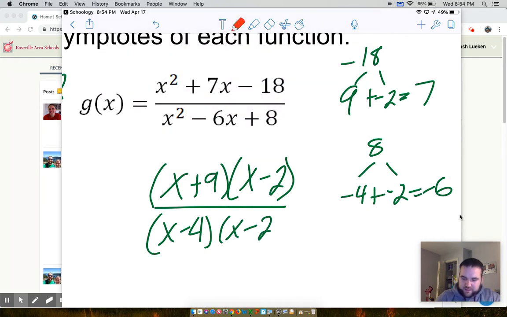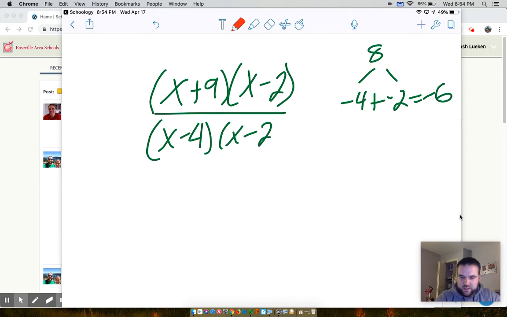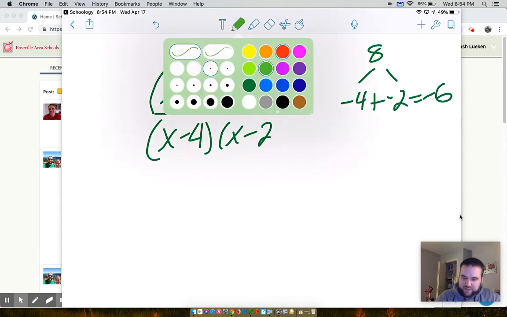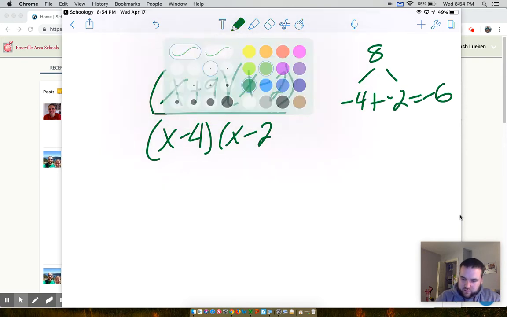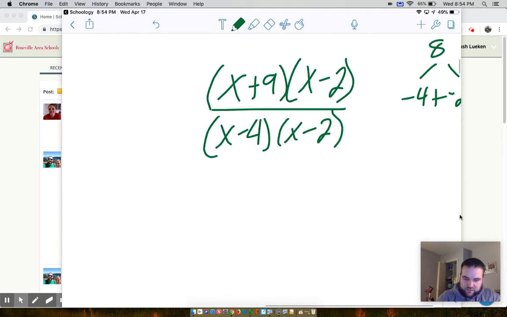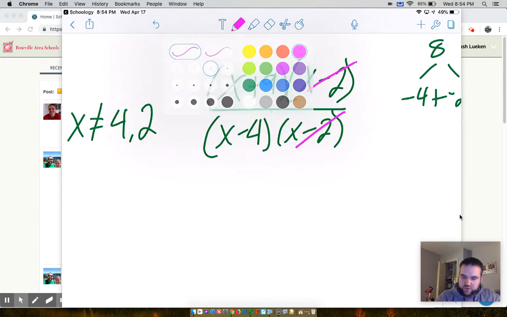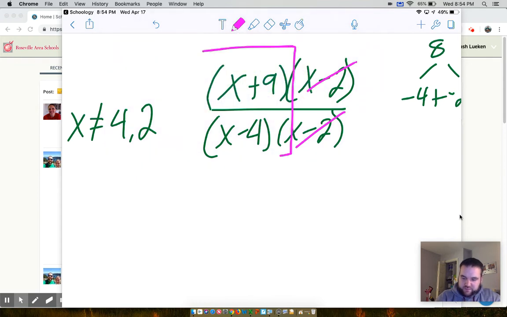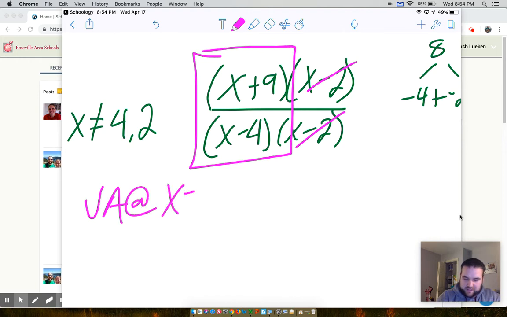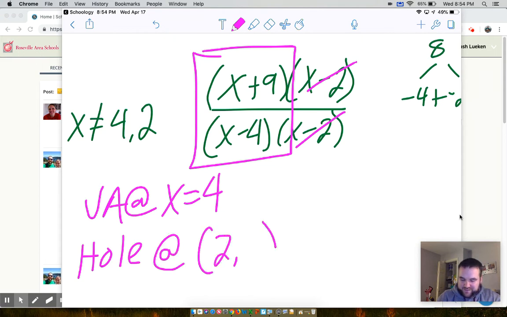Right away, I see that I'm going to have 2 points of discontinuity, or 2 numbers that are not in the domain, right? If I were listing the domain here, I would say x can't be 4 or 2. So I need to do that before I cancel. But here I see I got some cancellation there. So this is my simplified version. So I would have a vertical asymptote at x equals 4, a hole in the graph at 2, something.